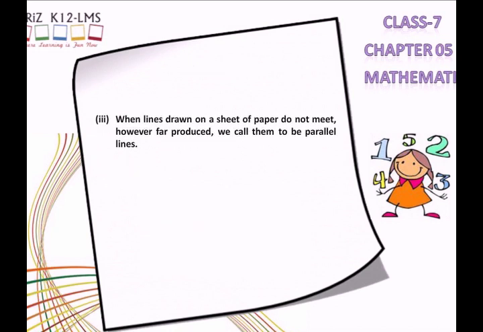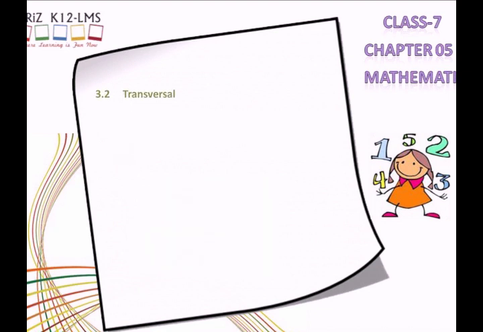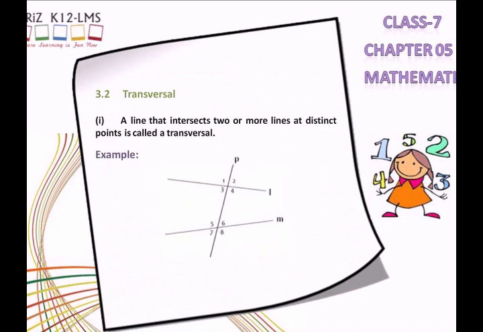Where lines drawn in a sheet of paper do not meet, however far produced, we call them parallel lines. Example, as shown in the figure. 3.2. Transversal. A line that intersects two or more lines at distinct points is called a transversal. Example, as shown in figure.